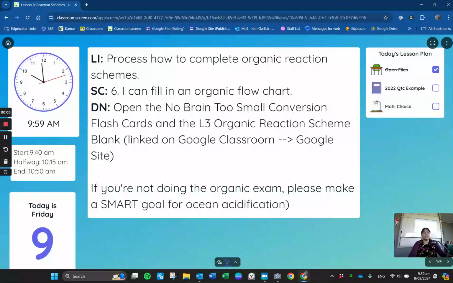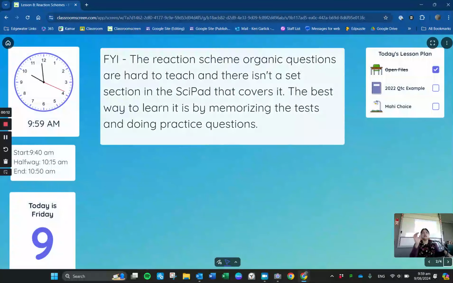What I want to show you guys today for organic chemistry is going to be the reaction scheme question. Like the identification test question, there's no easy way for me to teach this, and the SciPad doesn't have set sections to cover it. It does have pages that talk about the different types of reactions, so addition, substitution and elimination reactions, that might be helpful for understanding the reaction itself. But the best way I think to learn this question is to just do it by practice.